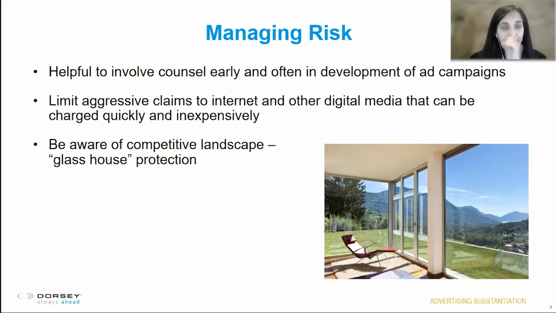And then be aware of the competitive landscape. Before you make challenges against competitors related to their advertising claims, make sure your own house is in order, because you can be certain that they'll be looking at your claims as soon as you make a claim against them.